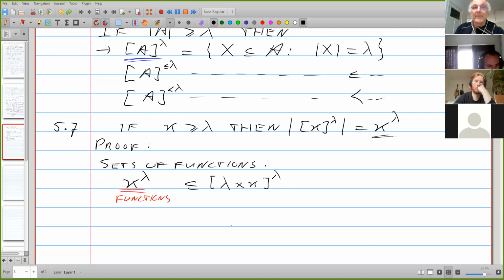But kappa is at least lambda, so there is a bijection between lambda cross kappa and kappa, because lambda times kappa cardinality-wise is equal to kappa. It's equal to the maximum of the two. So there is a bijection between the two. And there we have it. There we have the first inequality. The cardinal kappa to the lambda is less or equal to the cardinality of that family of subsets.